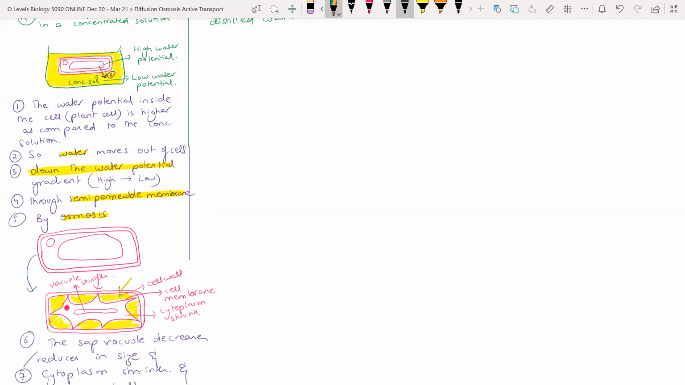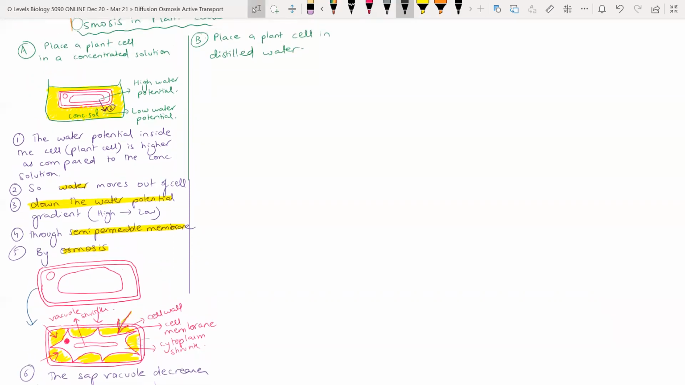Who does not understand this point? This is really important. Children, do you understand this point? What will fill up this region? It's basically going to be the concentrated solution. All right, alhamdulillah, that is good.